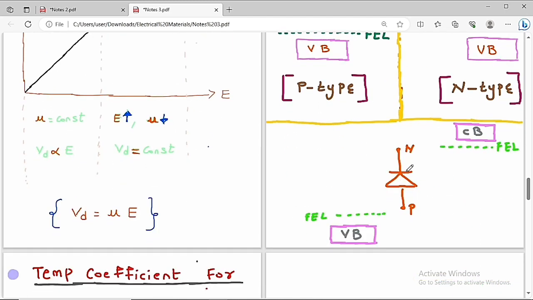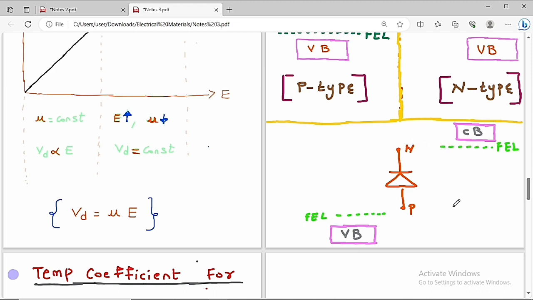Same thing I have to do. So this is a diode. It's actually a P junction and N junction. This is a P, this is an N. So P is down, N is up. So P is down means Fermi level is down. It is near the valence band. Means P is down, Fermi energy level is also down, where N is up means the Fermi energy level is also up.